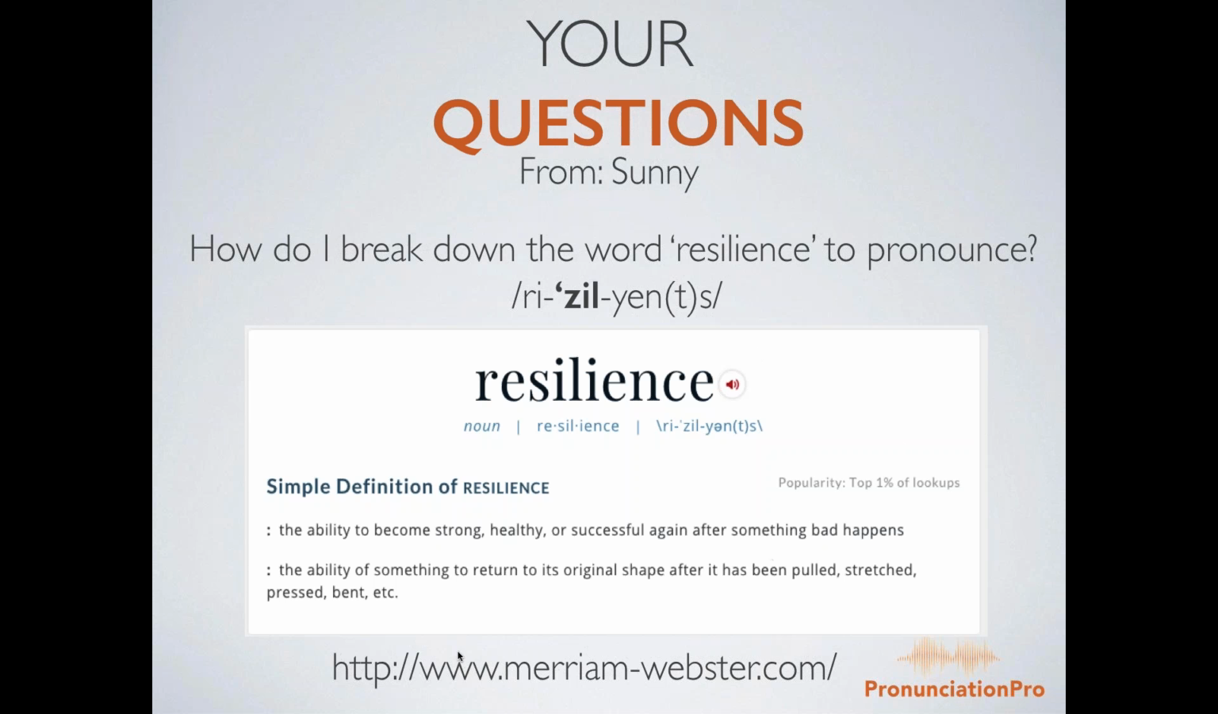So basically, I Googled resilience. The Merriam-Webster.com website came up, and so I clicked on that. What you have here is an audio, so it'll say the word for you, but right down here, what's nice is it breaks it into syllables. So our first step is breaking it down into syllables. So we have it broken down into 3 syllables here.